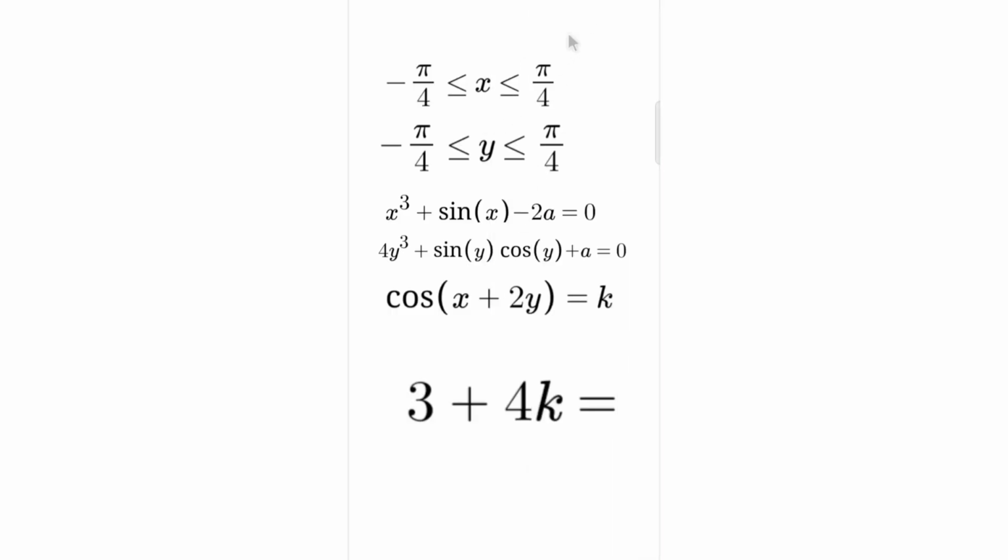So the question is: first, the conditions given to us are minus pi by 4 is less than or equal to x is less than or equal to pi by 4, and minus pi by 4 is less than or equal to y is less than or equal to pi by 4. And then the equations: x cube plus sin x minus 2a equals 0, 4y cube plus cos y into sin y plus a is equal to 0, and cos of x plus 2y is equal to k. They have asked us to find the value of 3 plus 4k. So basically I just need to find the value of k, isn't it? If I find the value of k, I can get the value of 3 plus 4k. So these are the equations and these are the conditions.